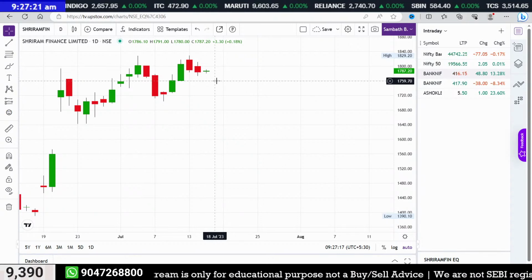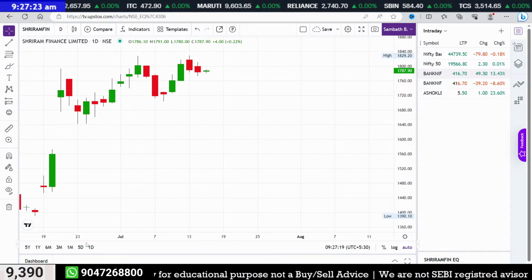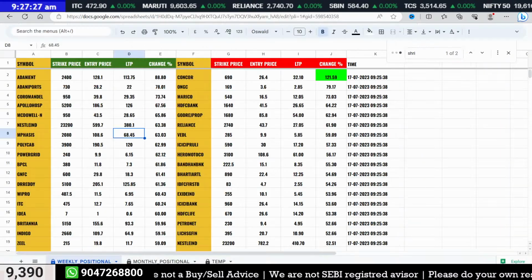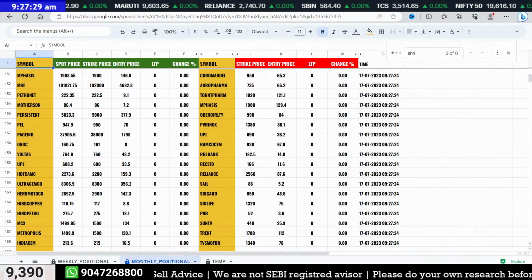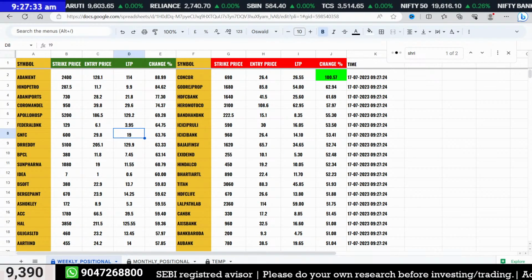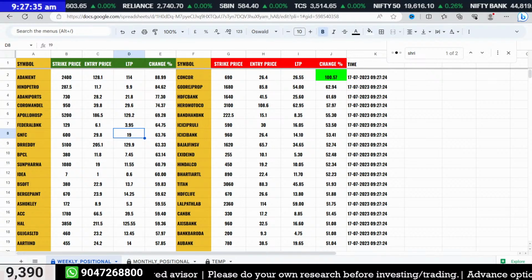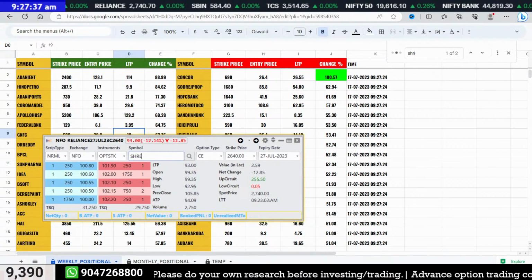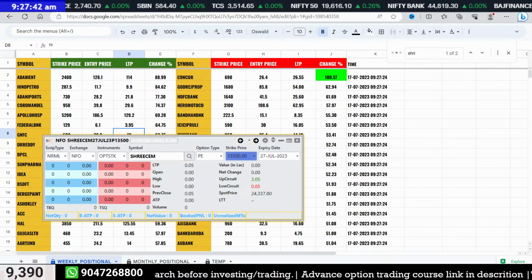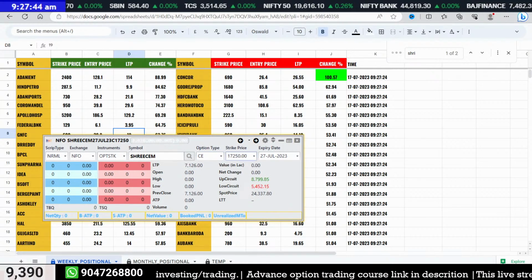1760 below should be the stop, and you can wait for it. 1720. Why can you go for that much of strike price? That is deep in the money, I think. Okay, that's an in the money strike price. Okay, Shriram Finance. 1720.